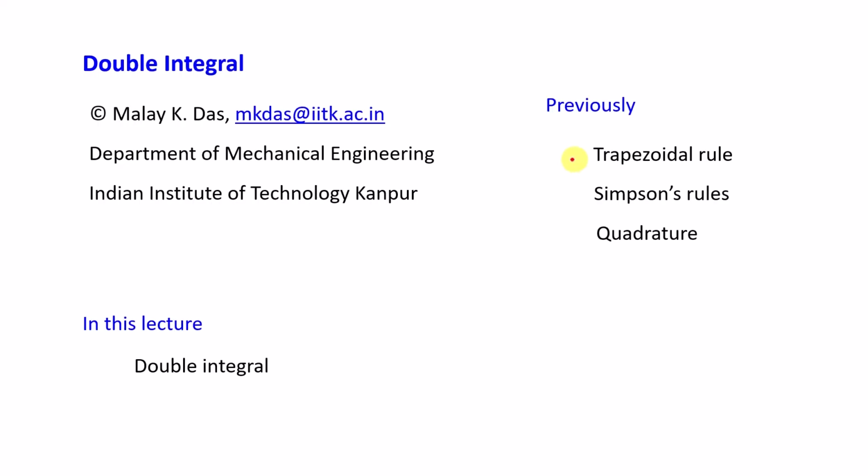So far in this lecture, we have talked about different techniques of evaluating numerical integration. We have talked about trapezoidal rule, Simpson's 1/3 and 3/8 rule. We have discussed a few examples on trapezoidal and Simpson rules. Then we talked about Gaussian quadrature.